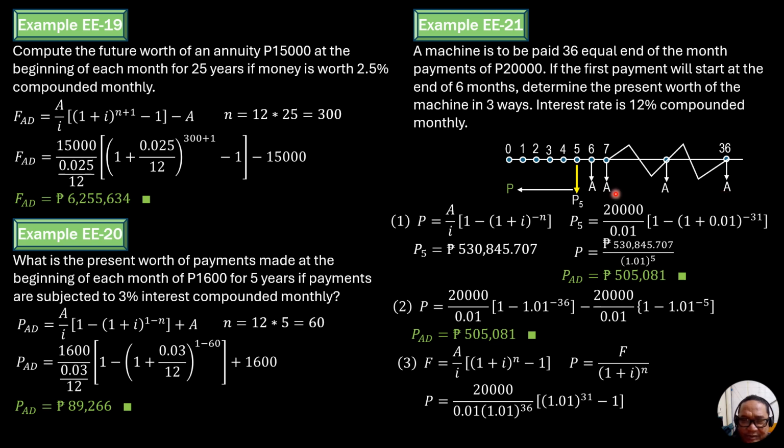To project it to present, we divide that by 1 plus I to the 36. That's why we divide it further by 1.01 to the 36. And the value is, of course, the same, 505,081.